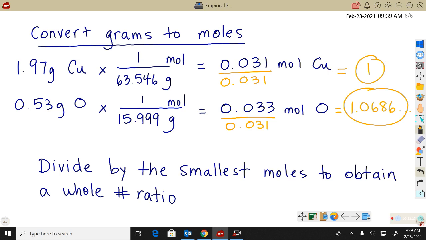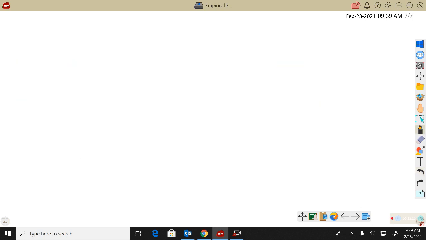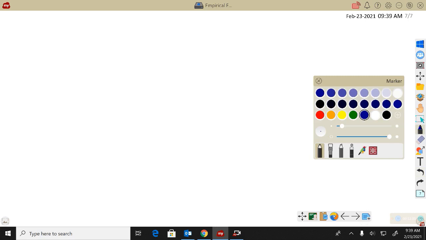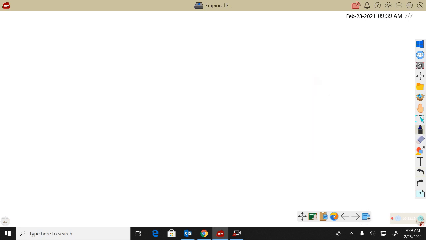And so now we can write an empirical formula. We've got our simple mole ratio. Awesome. So I'm going to say then that this will be my next heading. Determine the empirical formula.